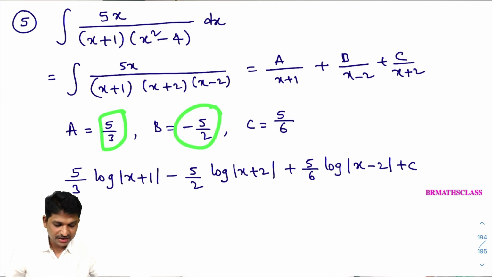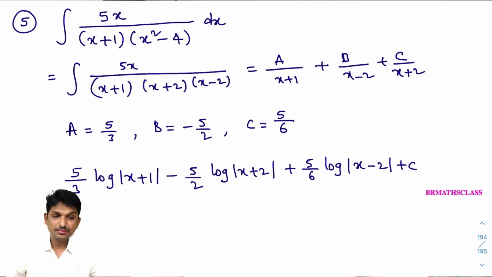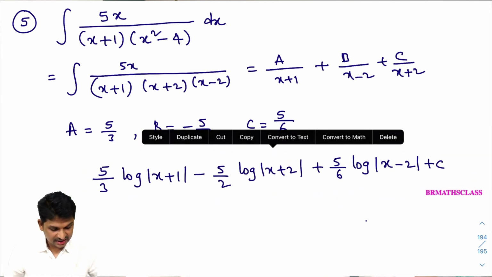5 by 3, minus 5 by 2, 5 by 6. Okay, I want you to try this. Please try this. Please try this. ABC values you will get like this. Afterwards you integrate, you will get the answer like this.